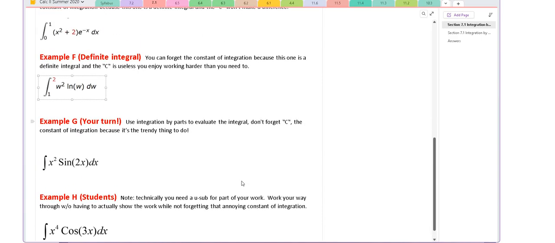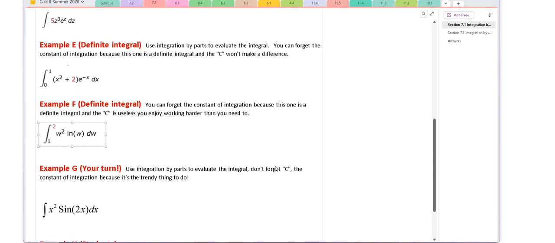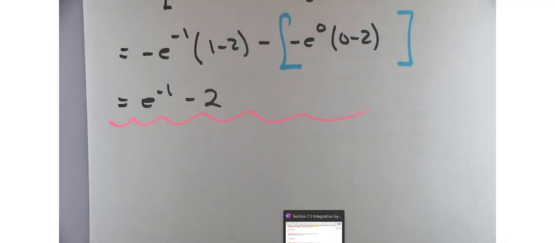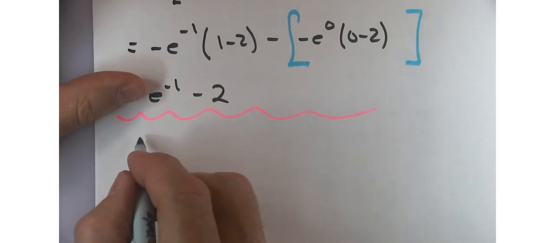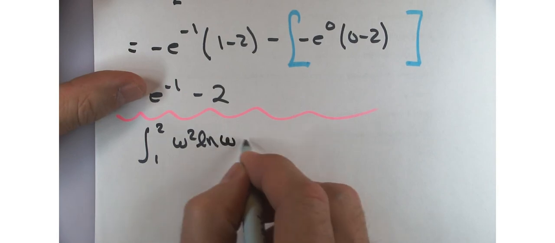Let me get you at least set up on one more problem. That's example F. So w squared ln of w between 1 and 2. Integral between 1 and 2, w squared ln of w dw.